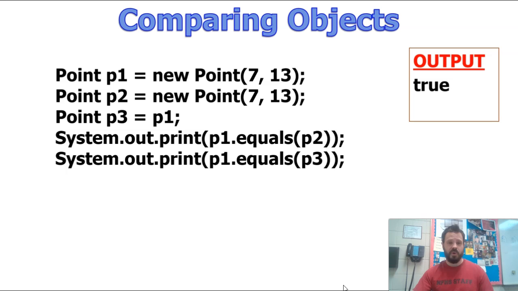And when I run this code, P1.equals(P2) evaluates to true, because the way we designed our equals method, and we can make it any way we want, is to evaluate to true when the x's and y's are the same. The second one also evaluates to true because I just copied the address, so they're both pointing at the same object, and we're going to have the same x and y there also.